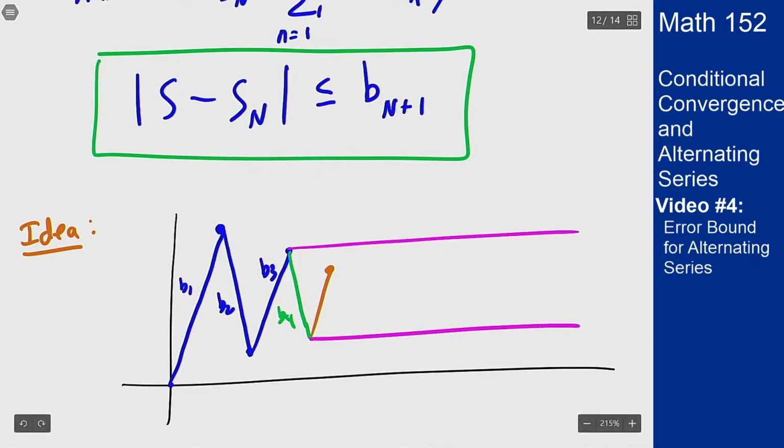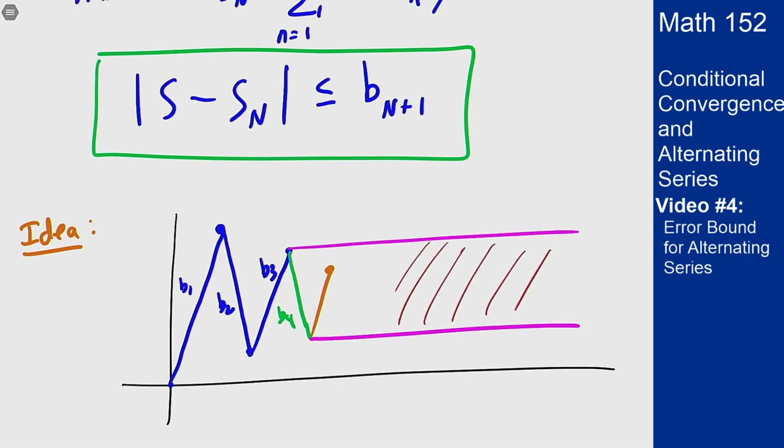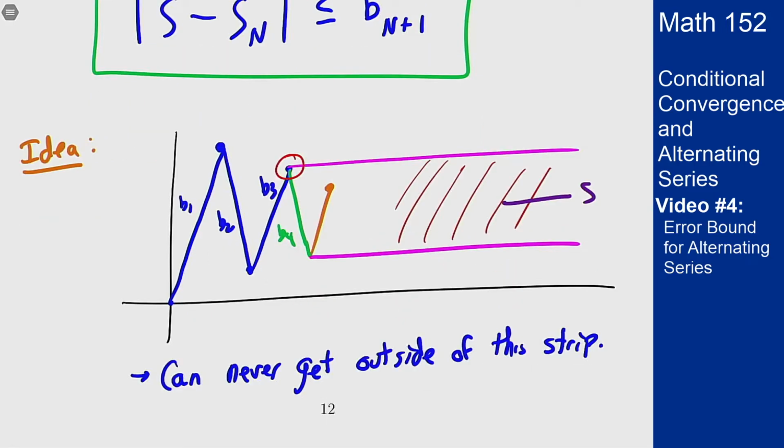So the value S is going to have to live somewhere in this strip, which means it's within B4 of the value I'd get at B3. Because S has to live somewhere in that strip, it has to be within the bound that I've constructed here. It can't be further away than the length of B4, because that would make it outside that range. So that gives you an idea of why this error bound has to be true.